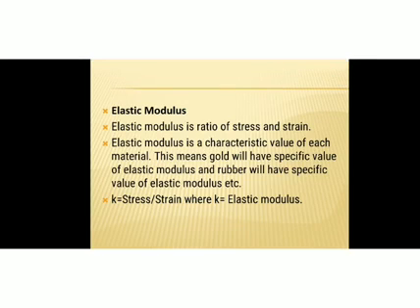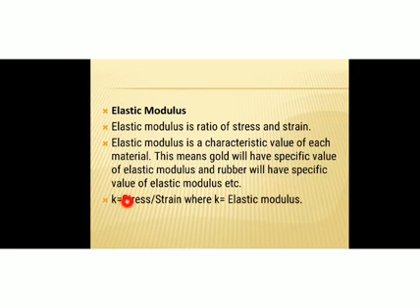So what is elastic modulus? Elastic modulus is a ratio of stress and strain, and it is a characteristic value of each material. This means gold will have a specific value of elastic modulus, and rubber will have a specific value of elastic modulus, etc. So the elastic modulus of different materials are different.